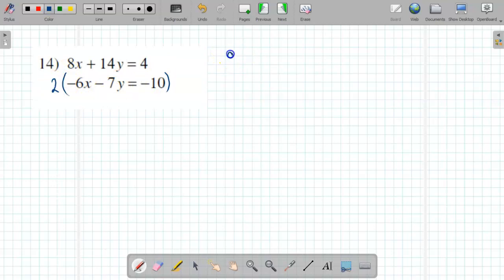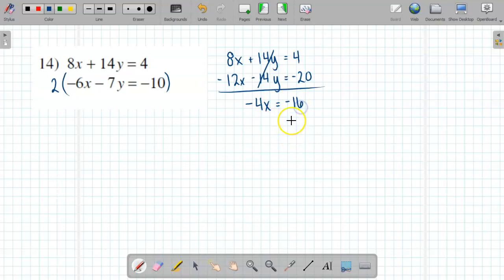So if I've got 8x plus 14y equals 4, and in the bottom I'm going to have negative 12x minus 14y equals negative 20. So I'm going to cancel those out right there, and that's going to give me negative 4x equals negative 16, and then last step, divide by negative 4 here. So x equals positive 4.